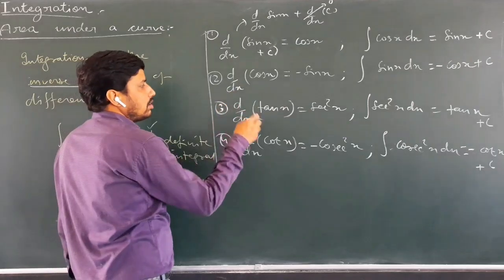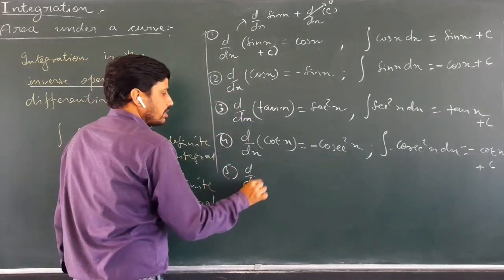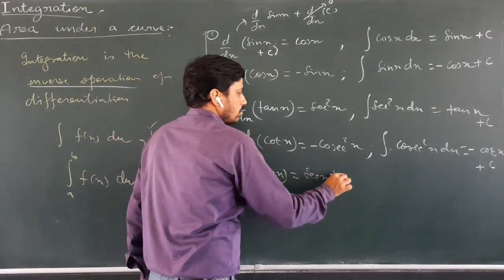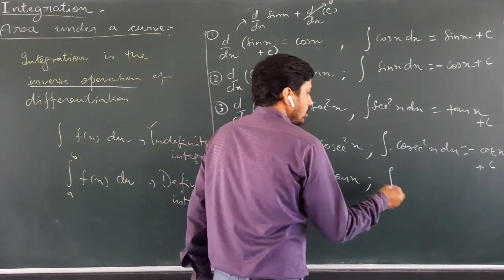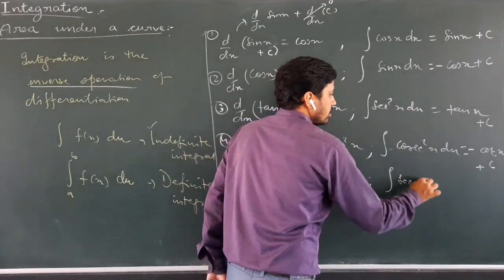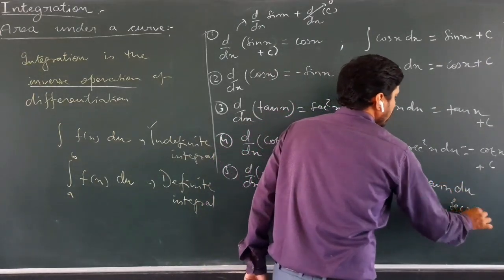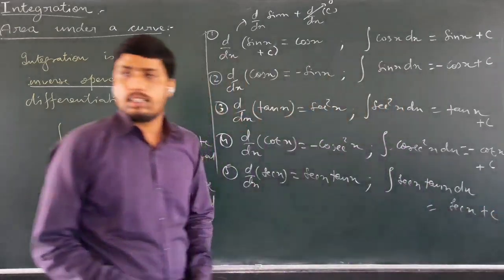Likewise, we have the derivative of sec x. So this will be sec x tan x. So integration of sec x tan x dx is equal to sec x plus c.